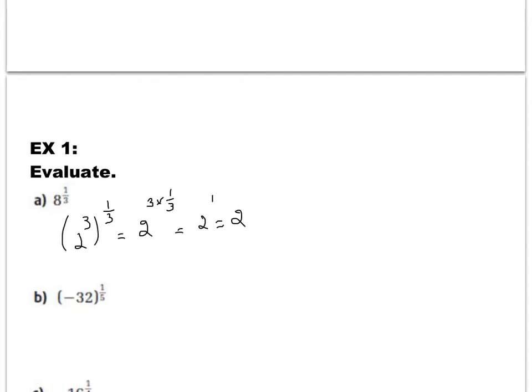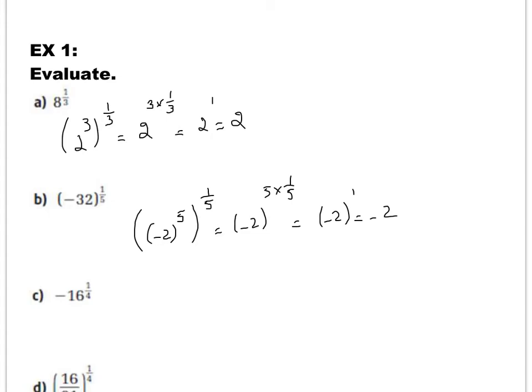The next example is negative 32 exponent 1 over 5. Negative 32, I can write it as negative 2 exponent 5, because negative 2 times negative 2, 5 times, is going to give me negative 32. The whole thing exponent 1 over 5. This is going to give me negative 2 exponent 5 times 1 over 5. 5 times 1 over 5 is 1, so I get negative 2 exponent 1, which is going to give me negative 2.